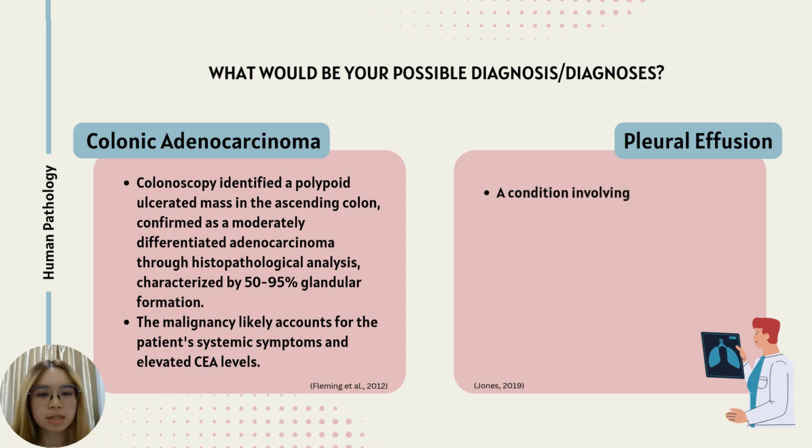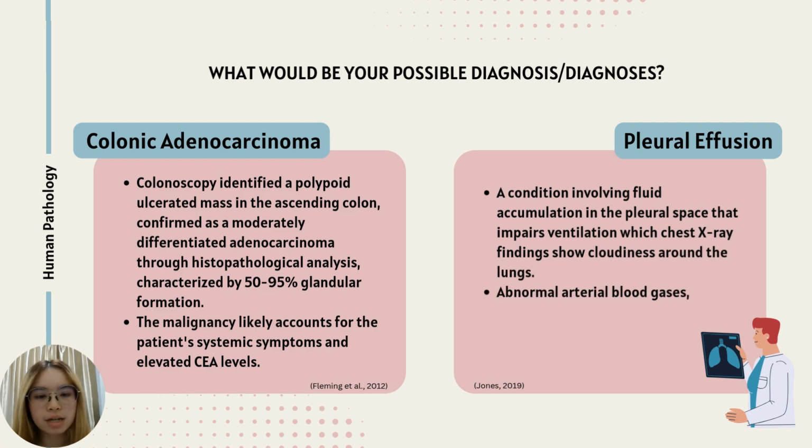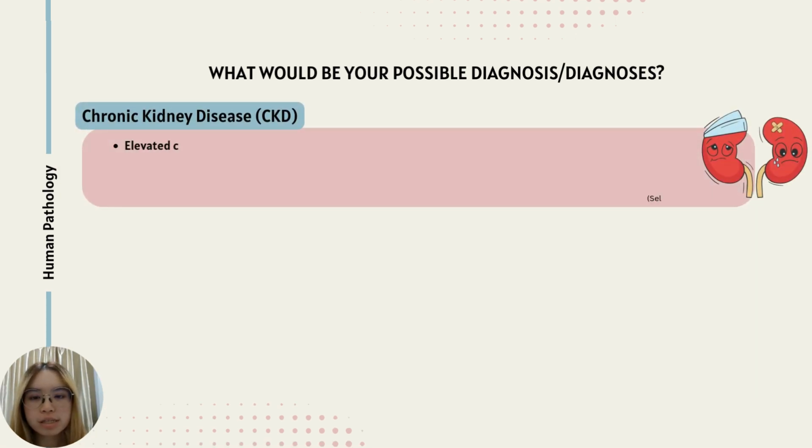Secondly, pleural effusion. This is a condition involving fluid accumulation in the pleural space that impairs ventilation, which chest X-ray findings show as cloudiness around the lungs. Abnormal arterial blood gases such as elevated partial pressure of carbon dioxide and reduced partial pressure of oxygen indicate lung damage. Thirdly, chronic kidney disease.